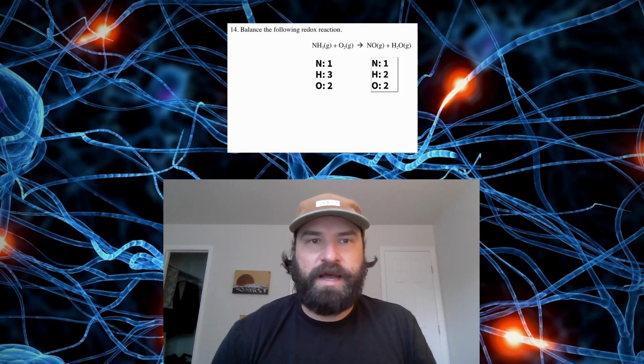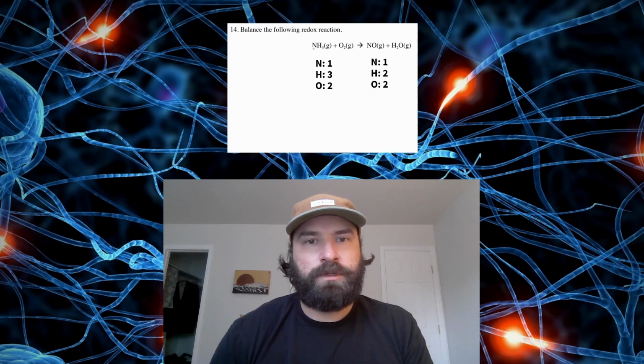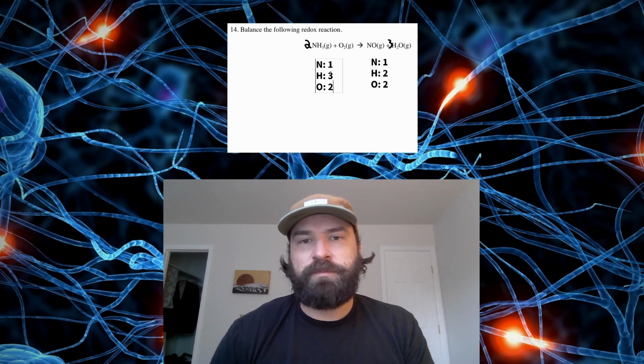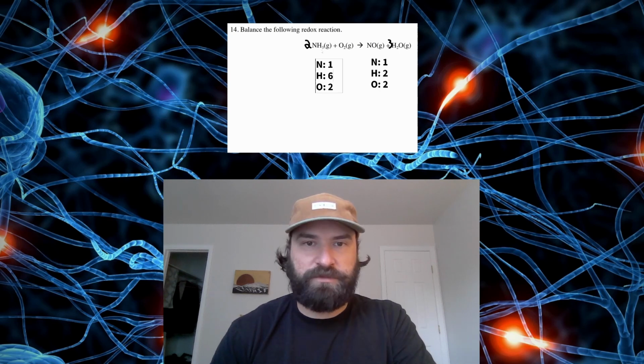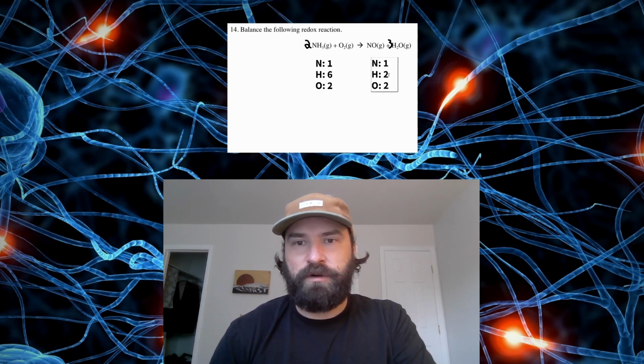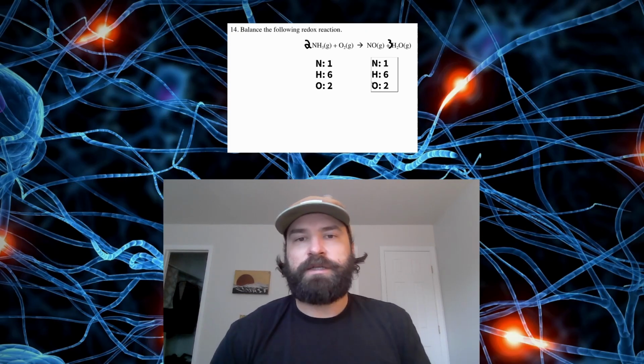And the way that I would do that is by multiplying the 3 hydrogens on the left by 2. So I put a 2 coefficient out front here. And I have to multiply the right side by 3. What that's going to do is end up giving us 6 hydrogens on both sides. You can see that I have 2 of this NH3 now, which gives me 6 hydrogens. And I've got 3 of the H2Os, which gives me 6 hydrogens on the right side.